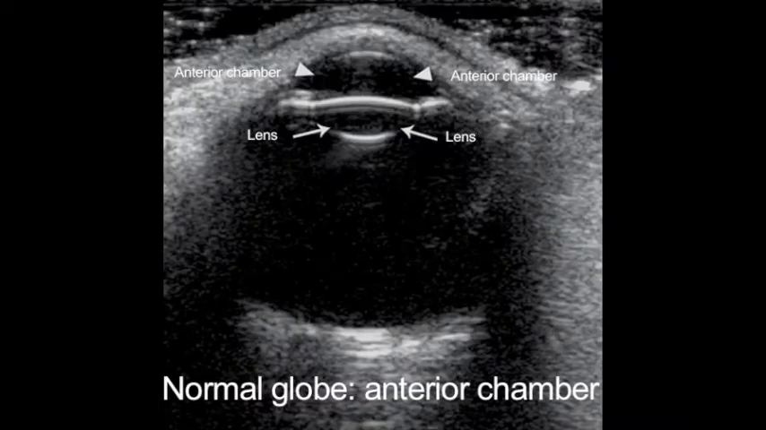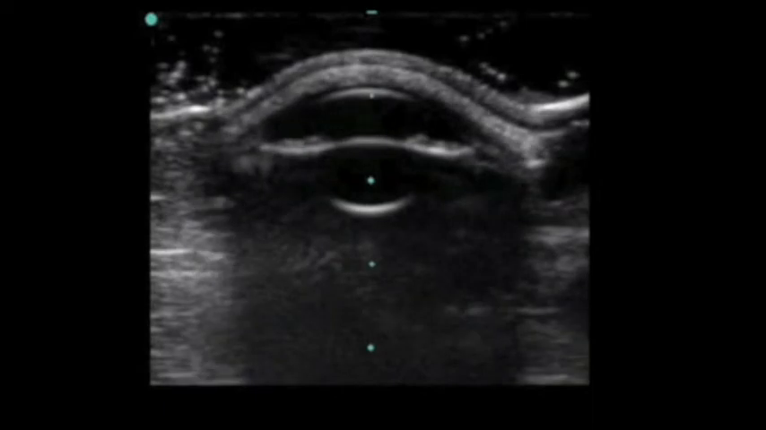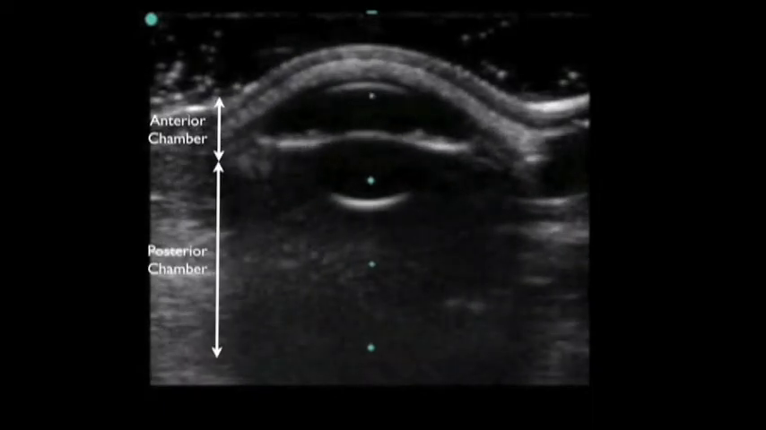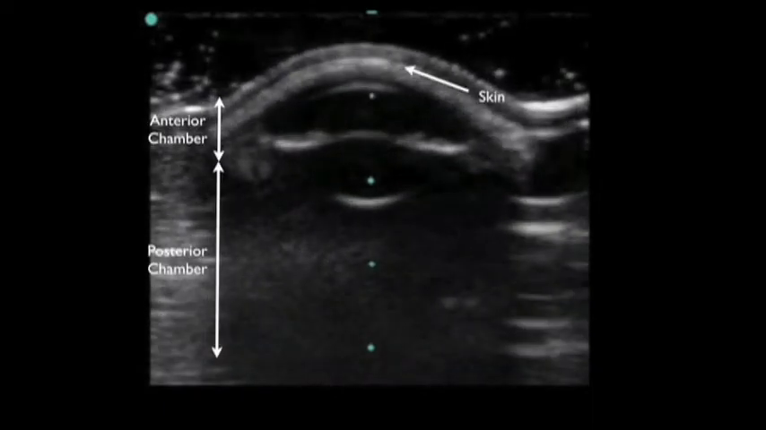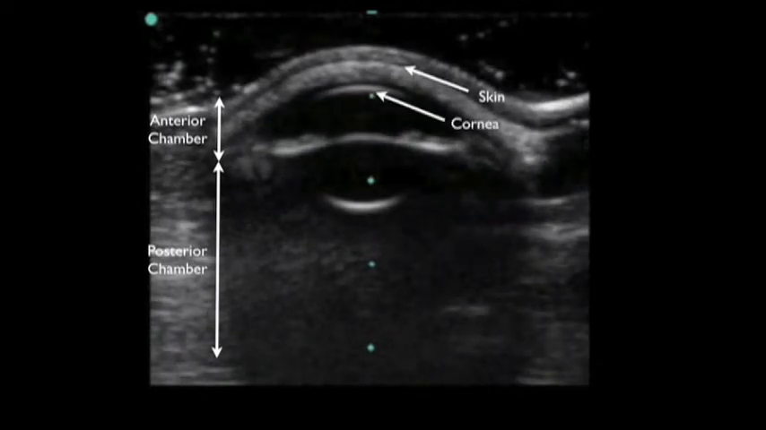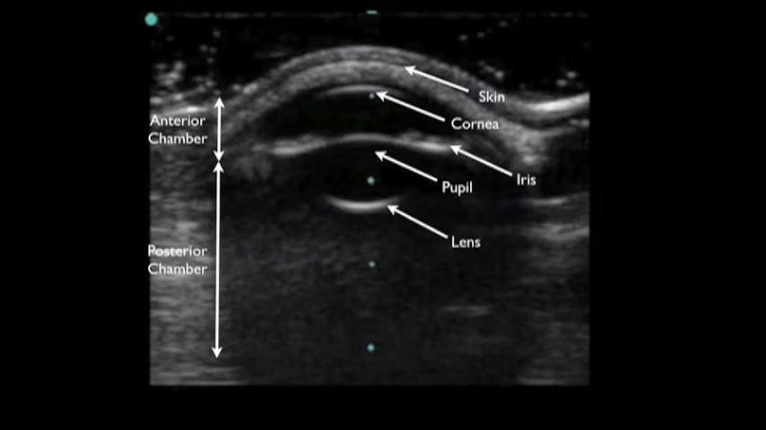The ultrasound image of the normal globe is circular and hypoechoic. It can be separated into the anterior and posterior chamber. On this transverse view of the anterior chamber, one can see the eyelid layers of skin, and immediately below this is the anterior chamber, which is made up of the cornea, iris, and pupil. The cornea appears as a thin, curved, hyperechoic line, while the iris appears as a structure that is hyperechoic and crescent in shape. The pupil appears as an anechoic half circle sitting in the lesser curvature of the iris.